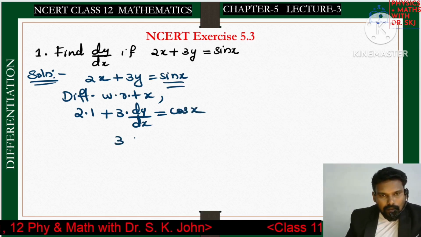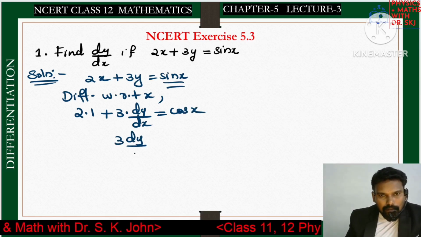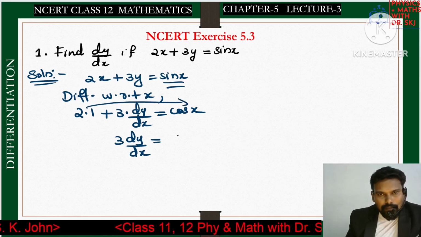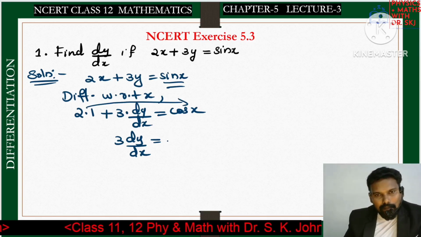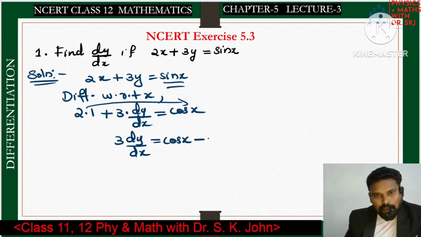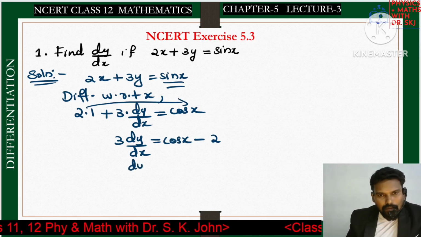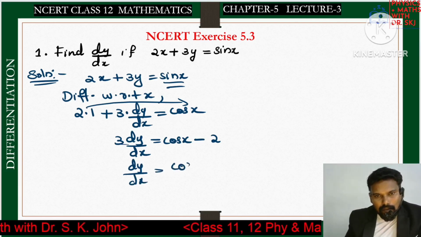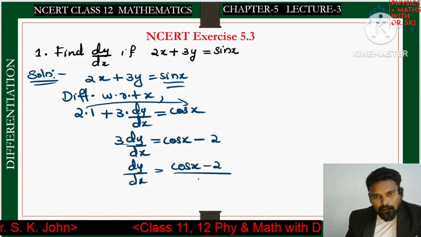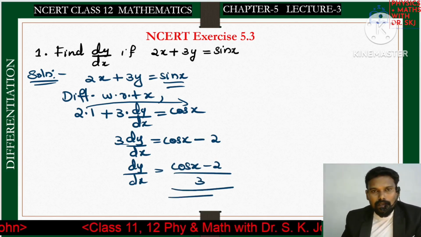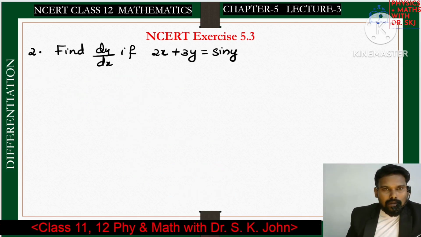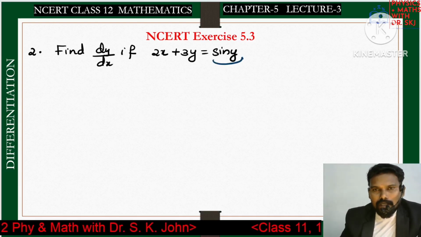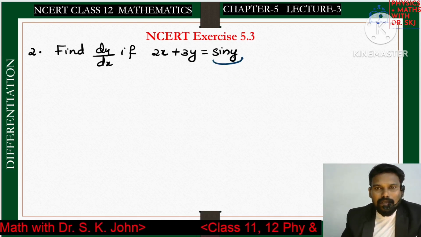So keep the term containing dy by dx on the left hand side. This term which does not contain dy by dx can be taken to the right hand side. So you will get cos x minus 2. So dy by dx is equal to, 3 can be taken to the right side, cos x minus 2 divided by 3. Okay, this is your answer. Now coming to the next question. Here there is only one difference. In the previous question it was sin x, here in this question it is sin y.